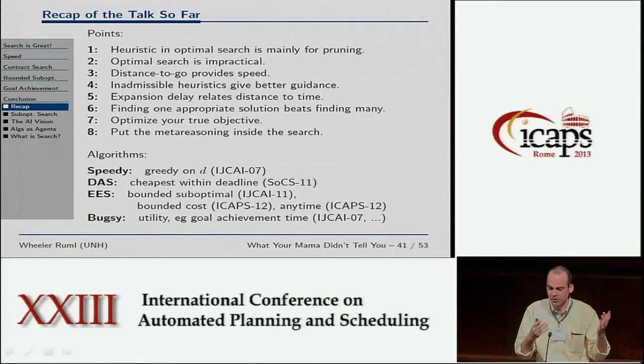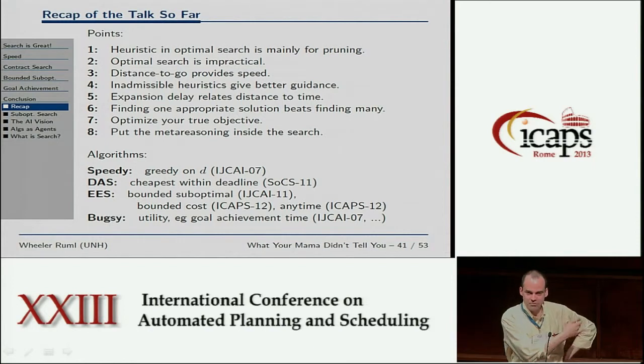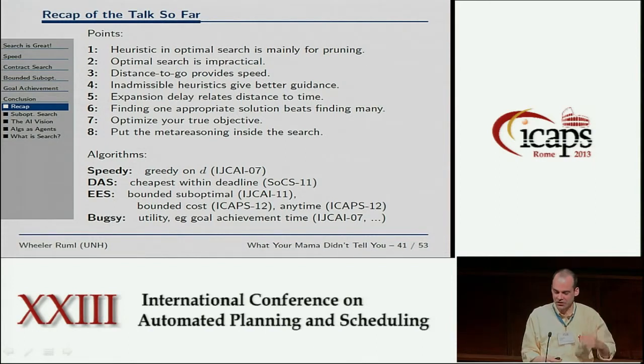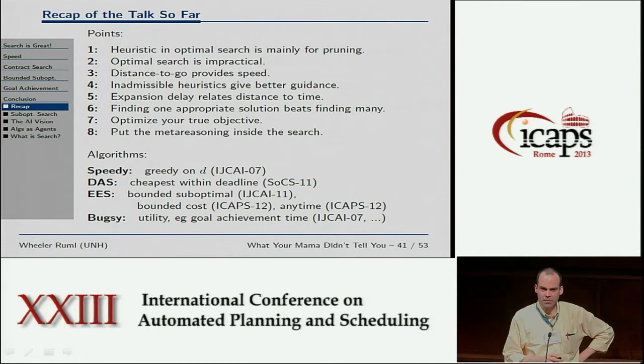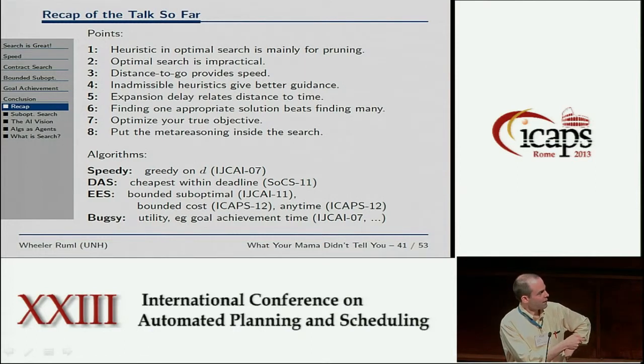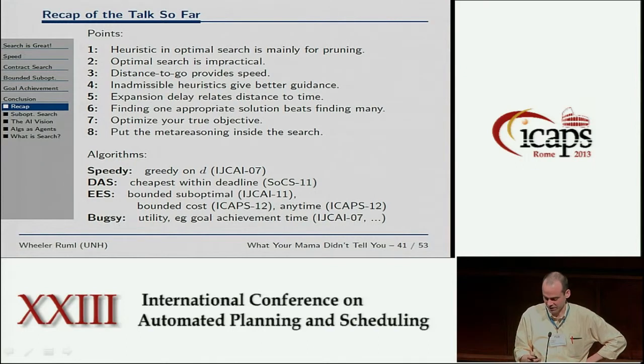And finally, put the meta-reasoning inside the search. I think we can use some smarter search algorithms. And I showed you 4 algorithms that sort of exemplify these points that I've made. I just want to mention one more thing about EES. I showed it to you for bounded suboptimal search, but there have also been modifications for other suboptimal settings like bounded cost search and anytime search, I have to admit.